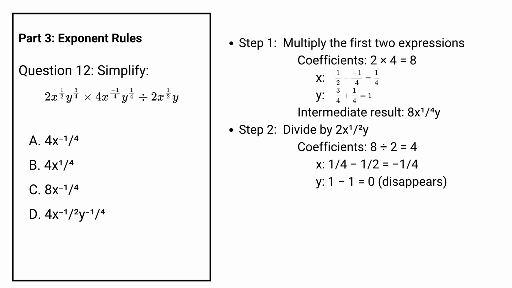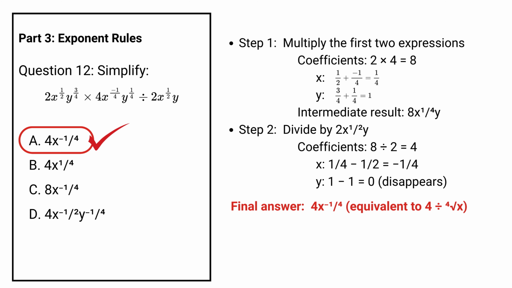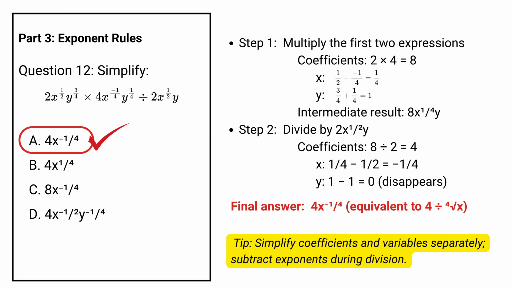8 divided by 2 equals 4. Subtract the exponents for x. 1/4 minus 1/2 equals negative 1/4. Subtract the exponents for y. 1 minus 1 equals 0, so y disappears. Final answer, 4x to the negative 1/4, which can also be read as 4 divided by the 4th root of x. That's how you simplify expressions with multiple fractional exponents, one step at a time.